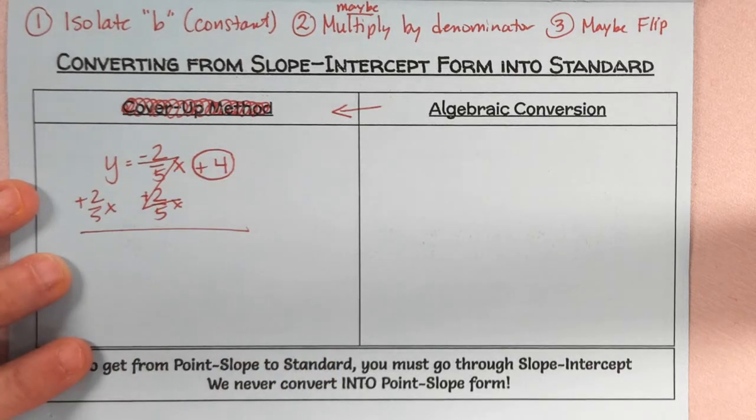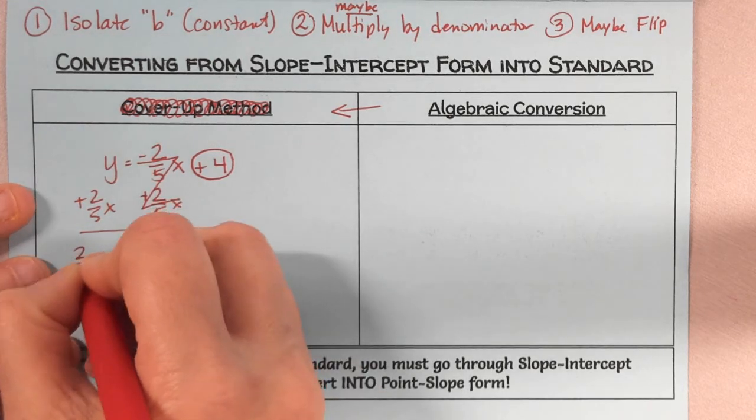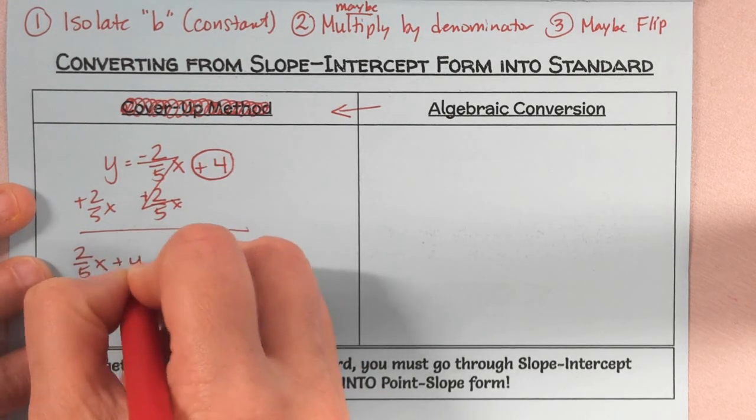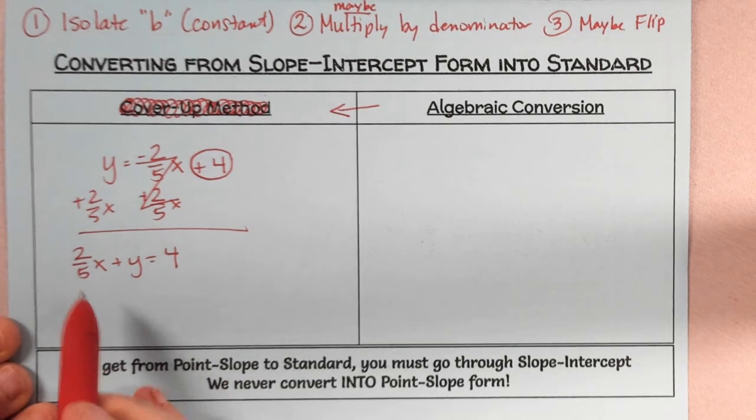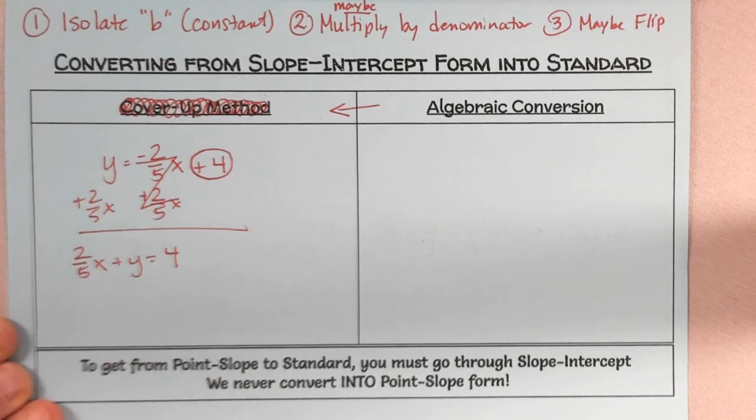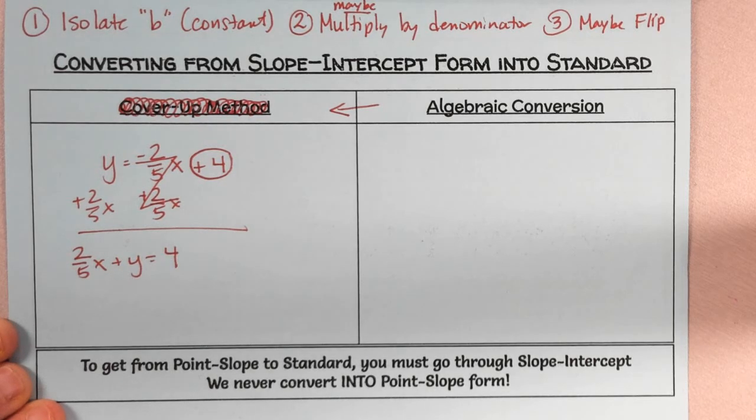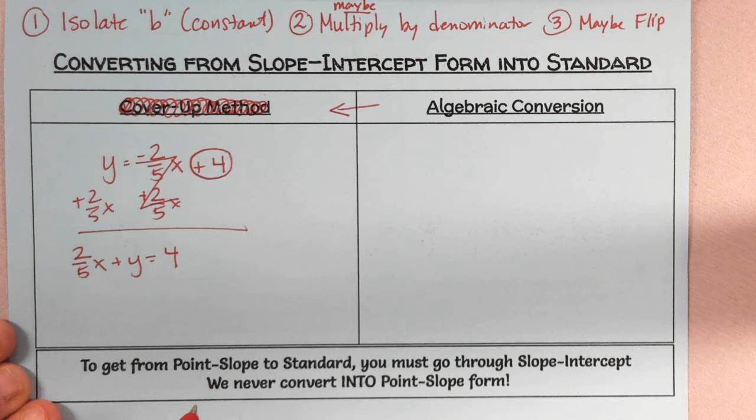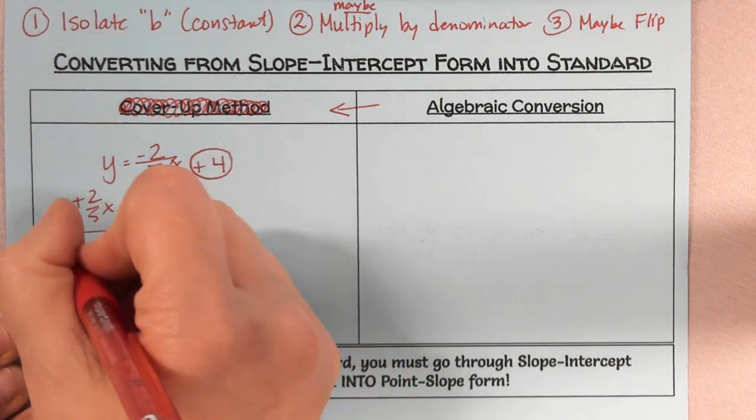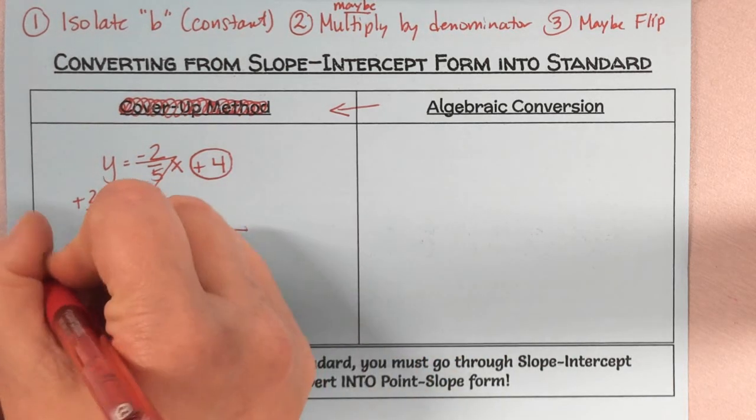Can I combine y and 2/5 x? No, they're not the same kind of thing. So I have 2/5 x plus y equals 4. All right. Now, if there was no fraction, I would be done. I would stop there. And I would look to see if a was positive. Okay. But I have a fraction, so I have to multiply by the denominator.